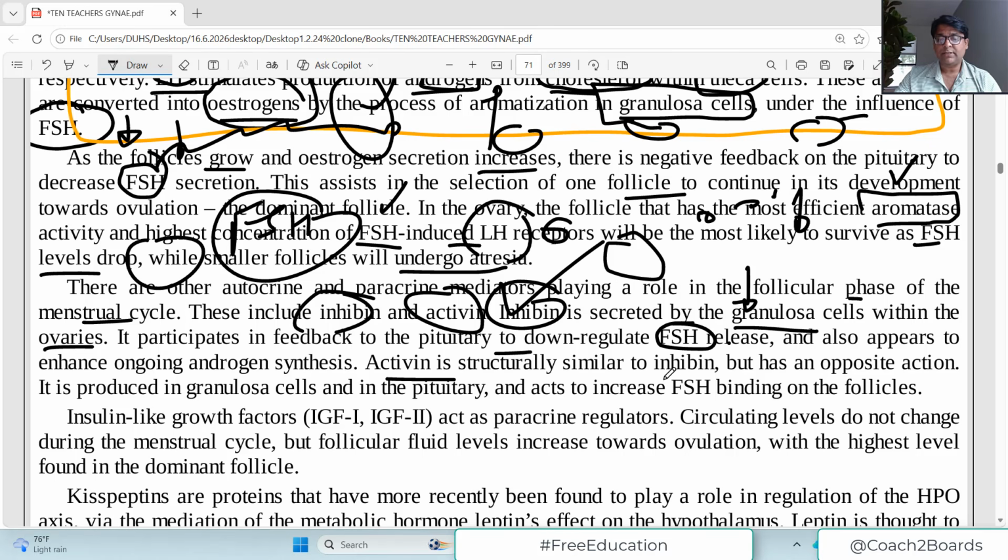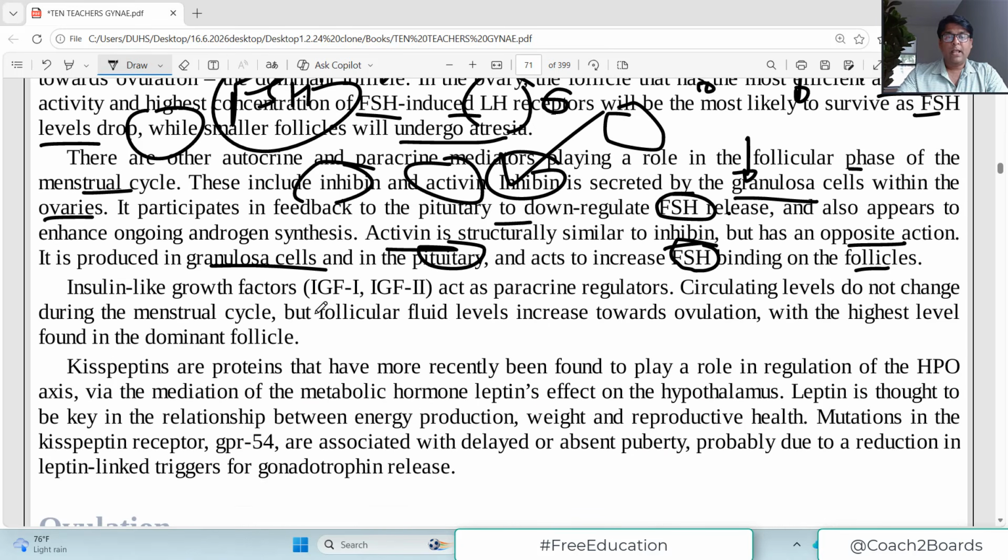Activin is structurally similar to inhibin but has an opposite action. It is produced inside the granulosa cell and in the pituitary also, and it acts to increase the FSH binding to the follicle. So all these names and their functions are important.